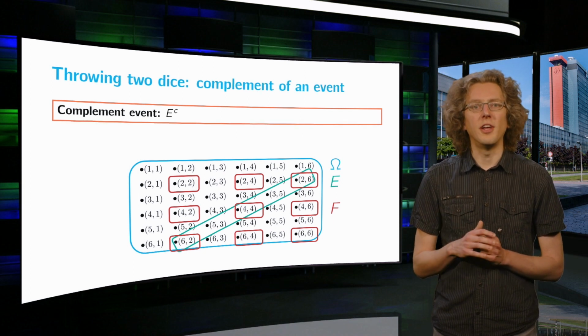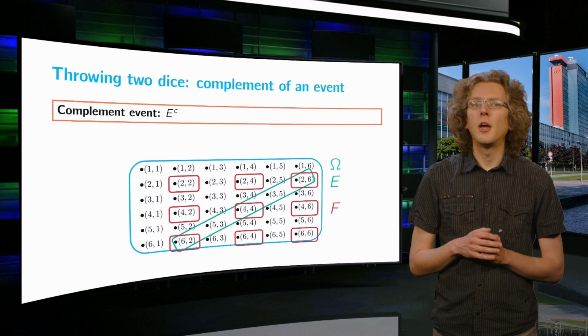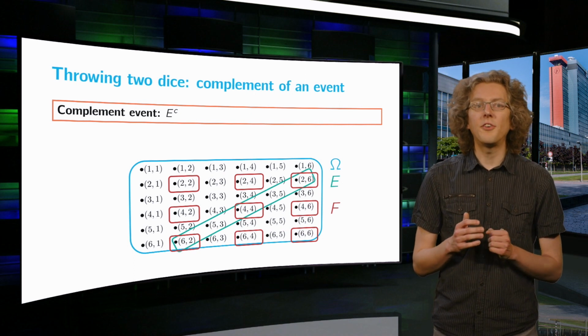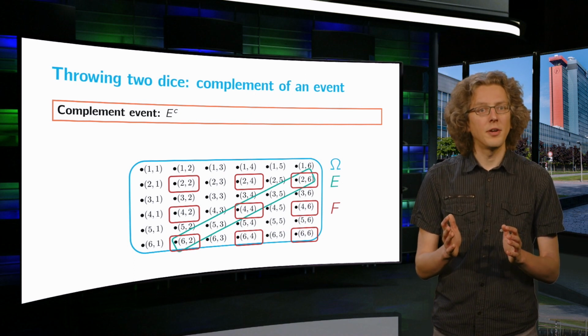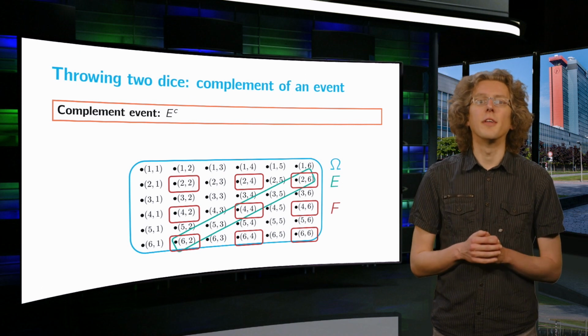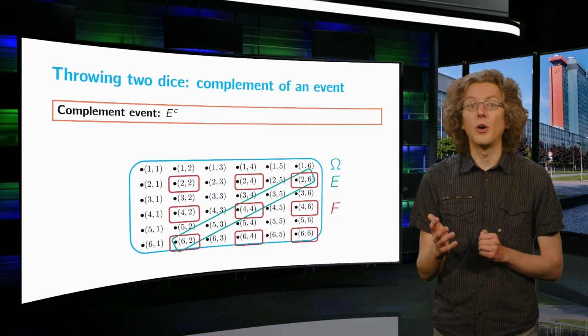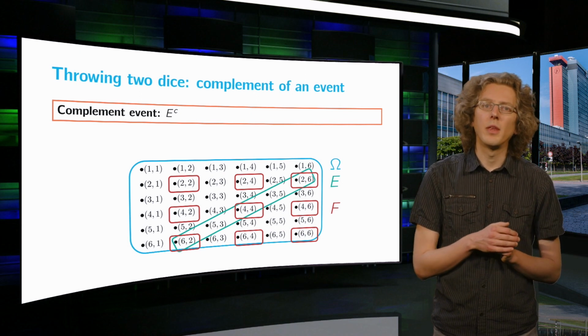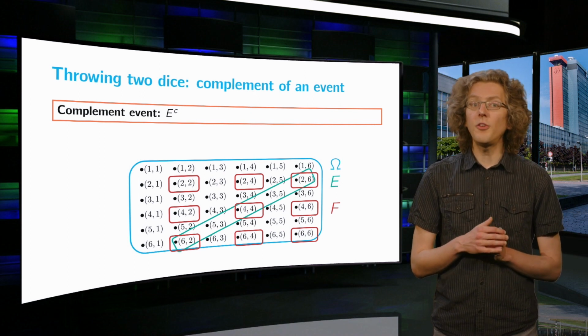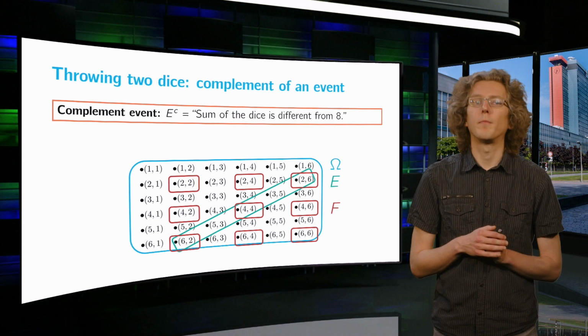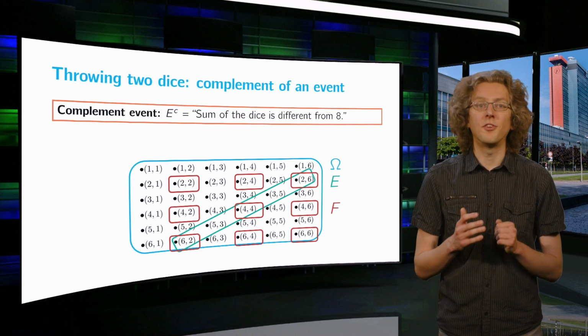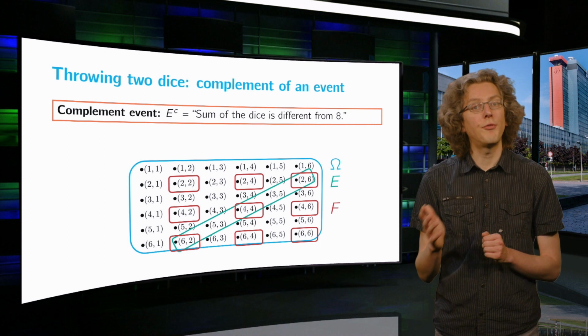A third operation is the complement. The complement of an event contains all outcomes from the sample space that are not in this event. They are the 31 outcomes in omega, which are not in E. Can you describe this event in words? Yes, it is the event where the sum of both dice is different from 8.